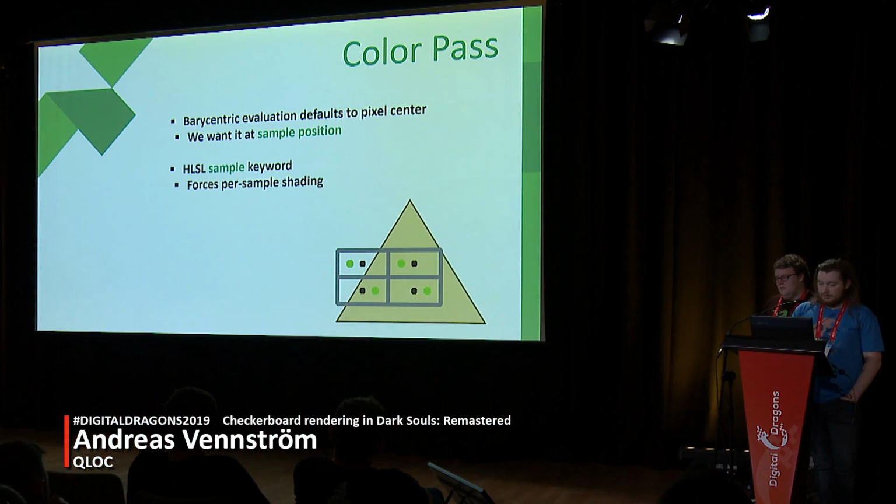Luckily, there's a keyword in HLSL called sample that fixes this. Placing the keyword in front of a vertex parameter will interpolate it using the sample position, shown in green, instead of the pixel center. Using the sample keyword will also force the pixel shader to execute per sample instead of per pixel, but this is fine, because our render target only has one sample anyway, so the pixel shader is only invoked once.